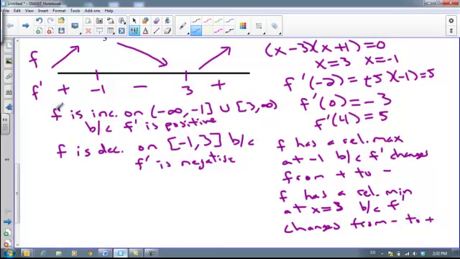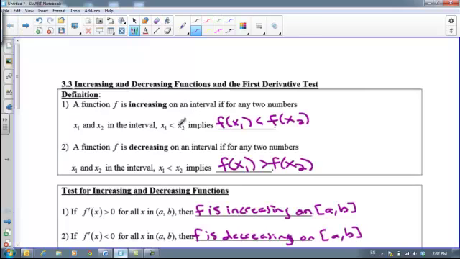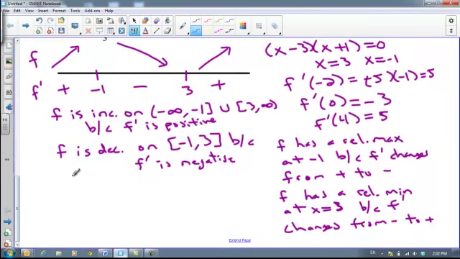All right, let's go take a look at another example and see this again. Find the intervals where f is increasing and decreasing. Identify all points. Well, that's the same thing that we just did before. Now here, oh, was I supposed to sketch my graph? I think I was. I think I got ahead of myself. Use your results to sketch your graph.